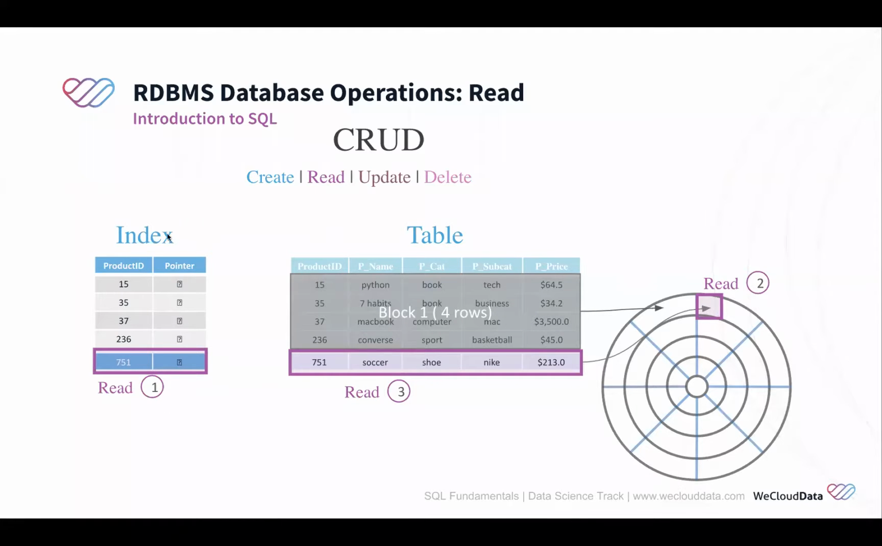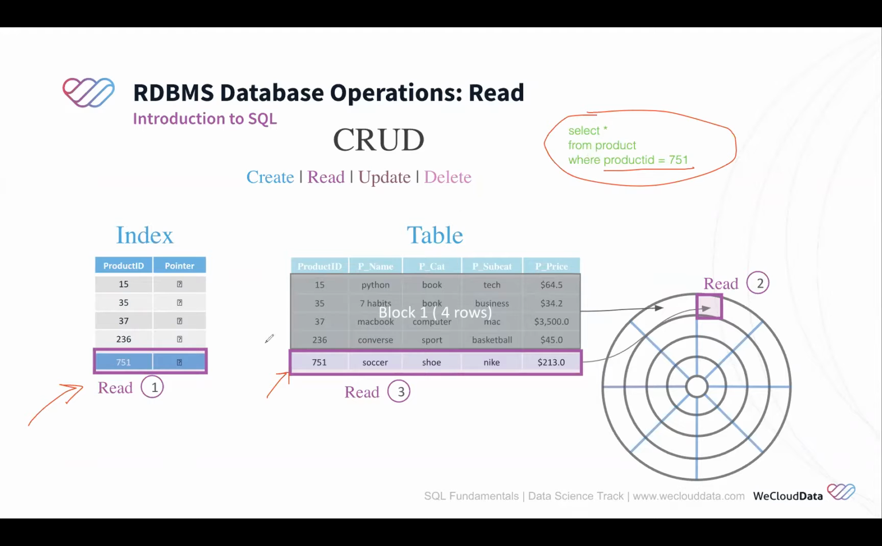step 1, it always hits the index first. Let's say we would like to read product ID 751. It's probably the simplest SQL query. Select star from, let's say, this product table where product ID equals 751. Next week, we'll learn how to write SQL queries if you're completely new to SQL, okay? But I think it's pretty readable. We're just trying to find product 751. We would like to retrieve that row or the rows related to that.